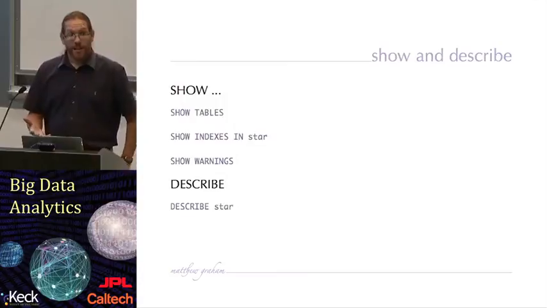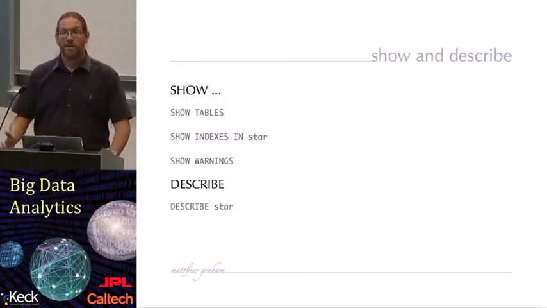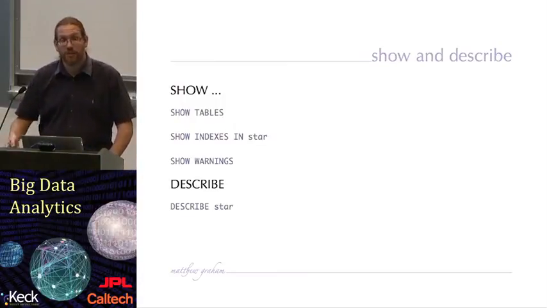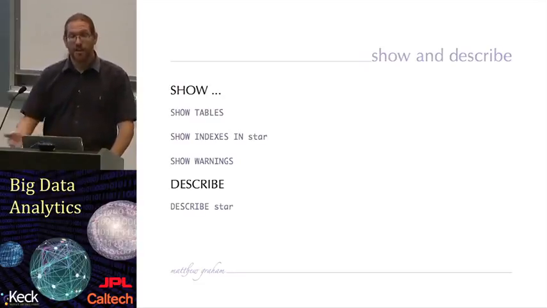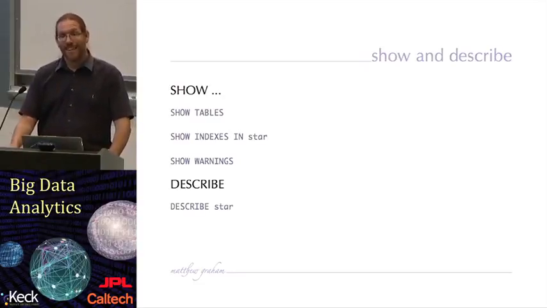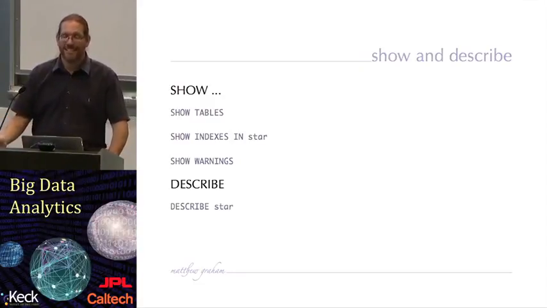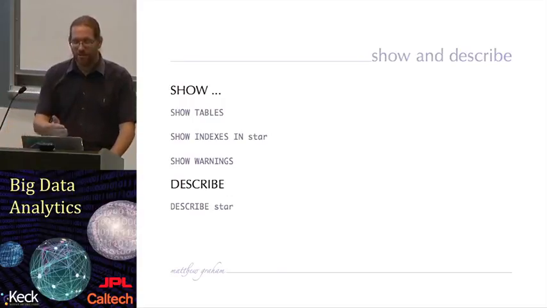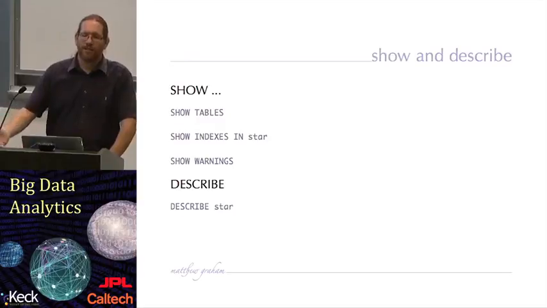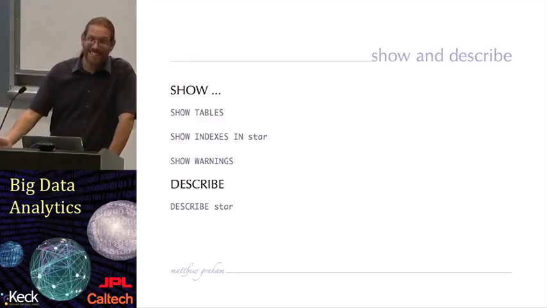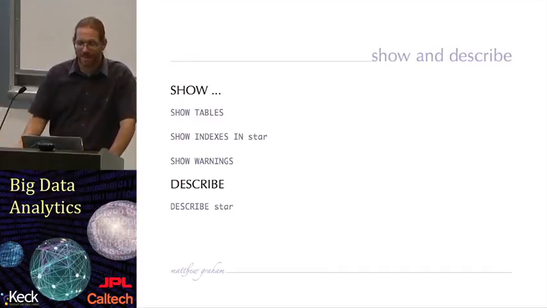If I want to see how many tables I have in my relational database, what the table names are, I do the show tables. If I want to see if I have indexes on a particular table, which columns may be indexed, what type of indexes there are on those columns, I'll do the show indexes and the table name. If I've done something wrong by putting data in or an operation and I'm getting a warning message, I can see what the warnings are by show warnings.